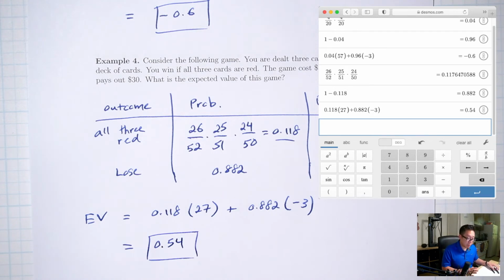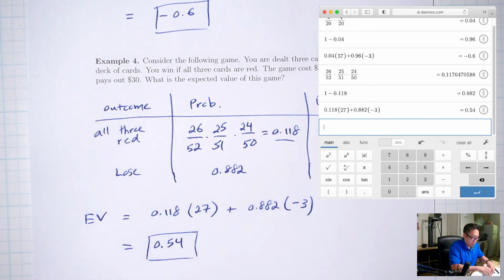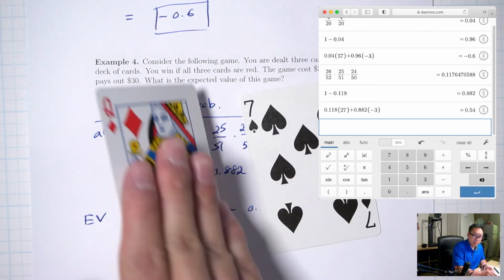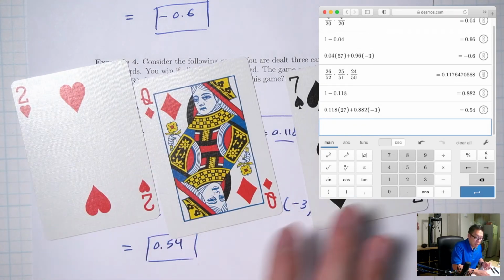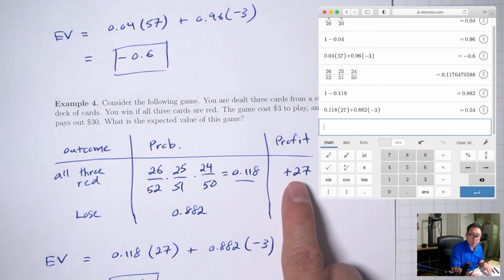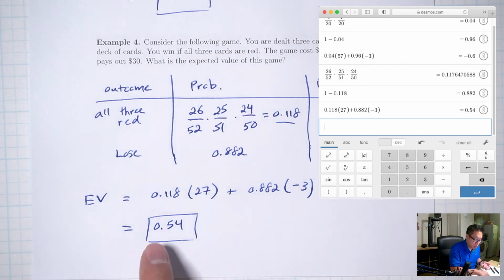So you should play this game as long as possible, many, many thousands of times. So let's actually play this game. Okay, so we're dealing 3 cards, and you win if all 3 are red. Okay, so you lost, but based on expected value here, you should actually keep on playing. You keep playing and wait for the win. Because in the long run, as long as you keep on playing, overall, on average, each time you're playing, you're winning 54 cents.